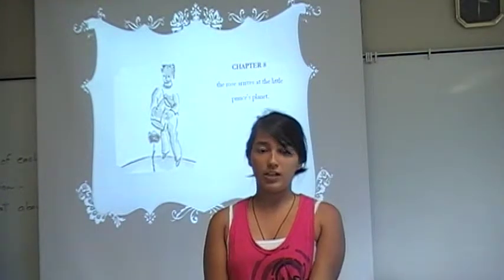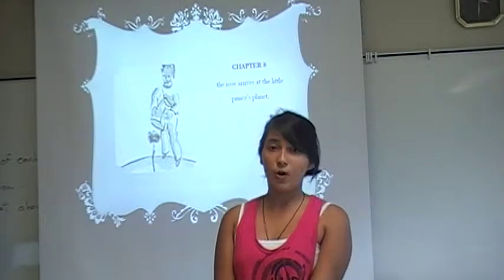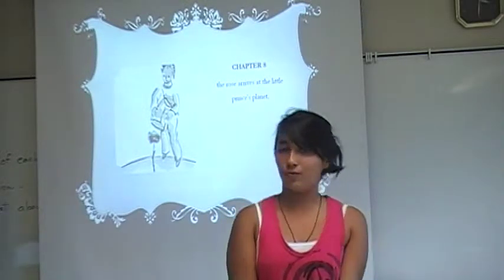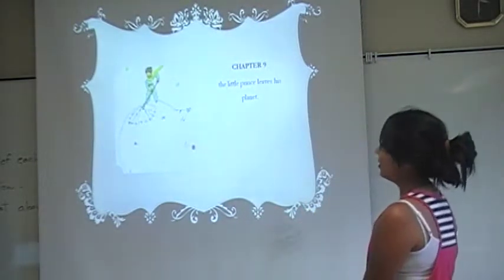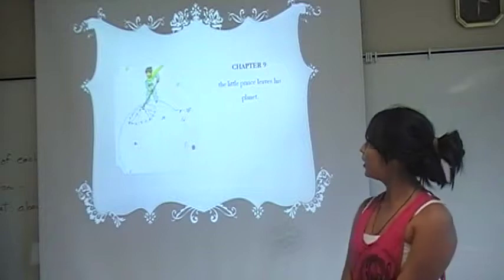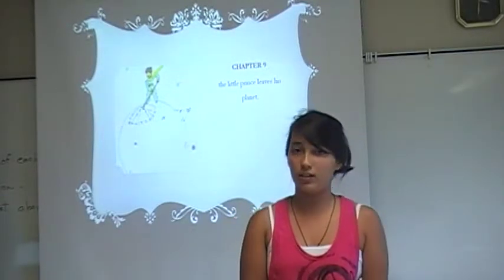In this chapter, the Little Prince found a flower and the flower said she was the only one on the planet, and this was false. Chapter 9. The Little Prince leaves his planet. In this chapter, the Little Prince feels unhappy about his flower.